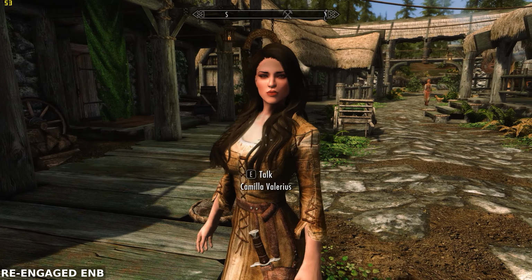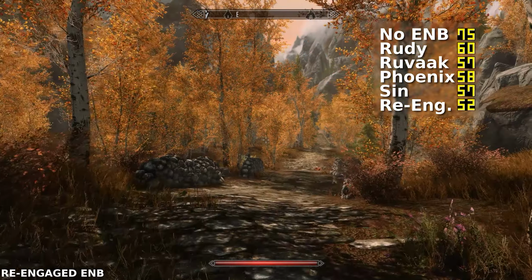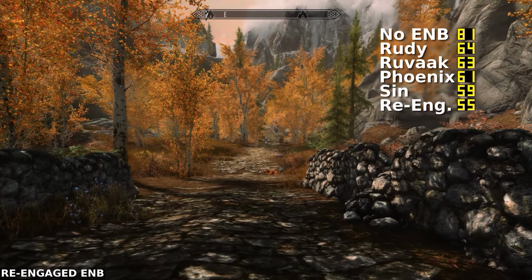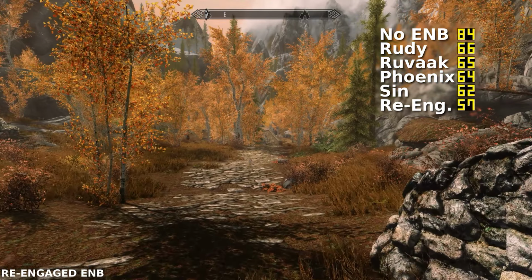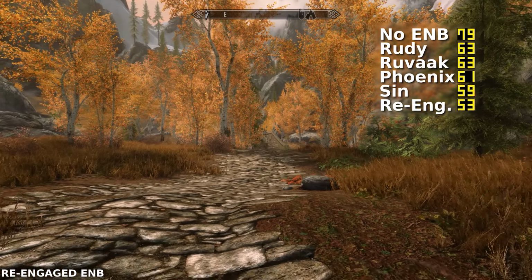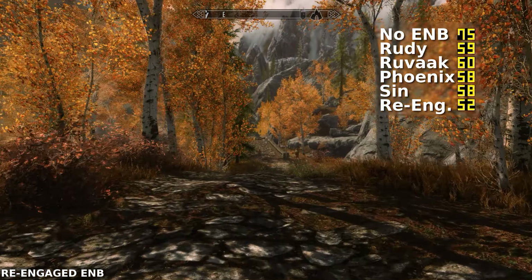Okay, so starting with walking outside of Riften, we see a minimum of a 20% frame rate loss, with the maximum loss being about 29%. Important to note that since the game is best played at 60 FPS, these are all almost acceptable frame rates. The only exception to this is the Phoenix Reshade preset that seems to hit the low frame rates harder than the others, creating some noticeable stuttering. The Re-engaged ENB also dips below 50 in 0.1% lows, but the frame times are closer, making stutter less noticeable.